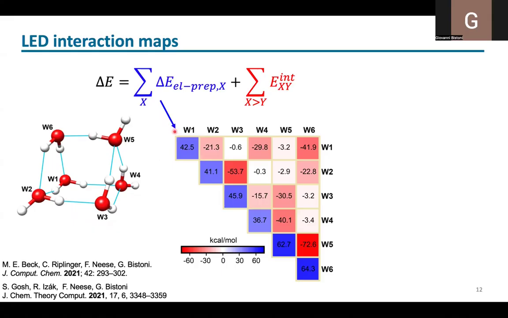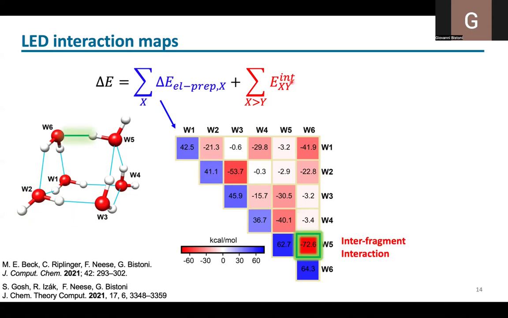Now, in this matrix, the diagonal terms represent the repulsive electronic preparation associated with the change in the electronic structure of water molecules upon formation of the cluster. For example, the electronic preparation of water 2 amounts to 41.1 kilocal per mole.